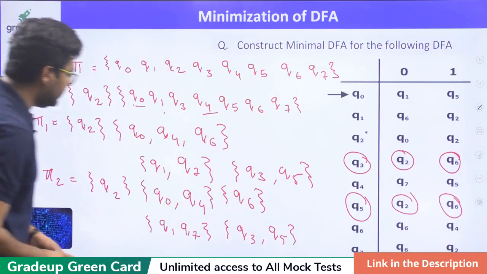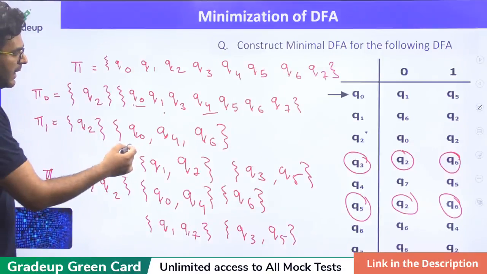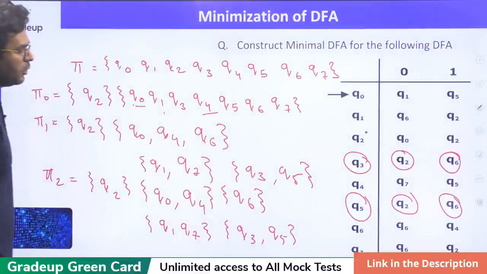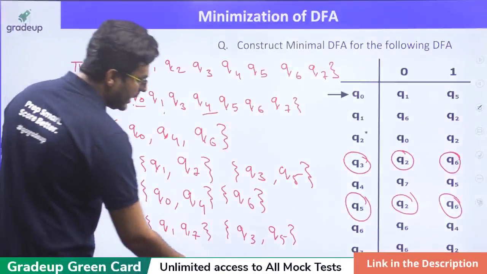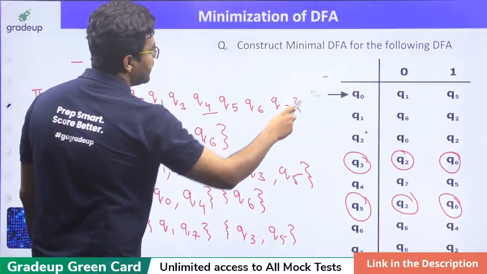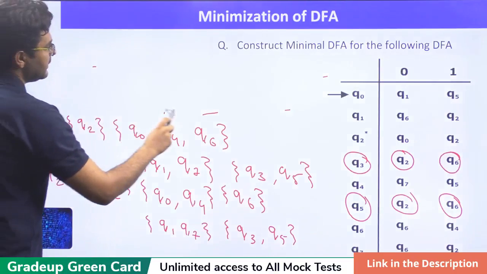Now just check whether pi 1 and pi 2, both the values are same or not. So we have Q2, we have Q0, Q4, Q6, but here we have Q0, Q4. So both are not same. We need to calculate more. We need to calculate this question for more iterations. Let me try the next iteration for you.